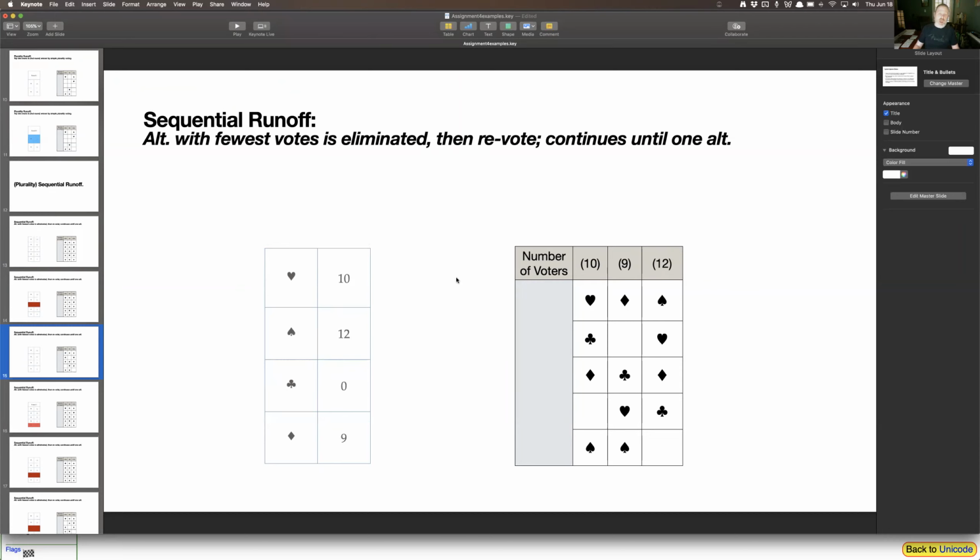Now I need to let everyone re-vote. So this group is still going to vote for hearts. This group is still going to vote for spades. And this group is still going to vote for diamonds. And clubs is still going to get no votes, because there's no one who ranks clubs as their top choice. So I need to get rid of the lowest vote getter again. In this case, there's no tie. It's easy. We're going to get rid of clubs.